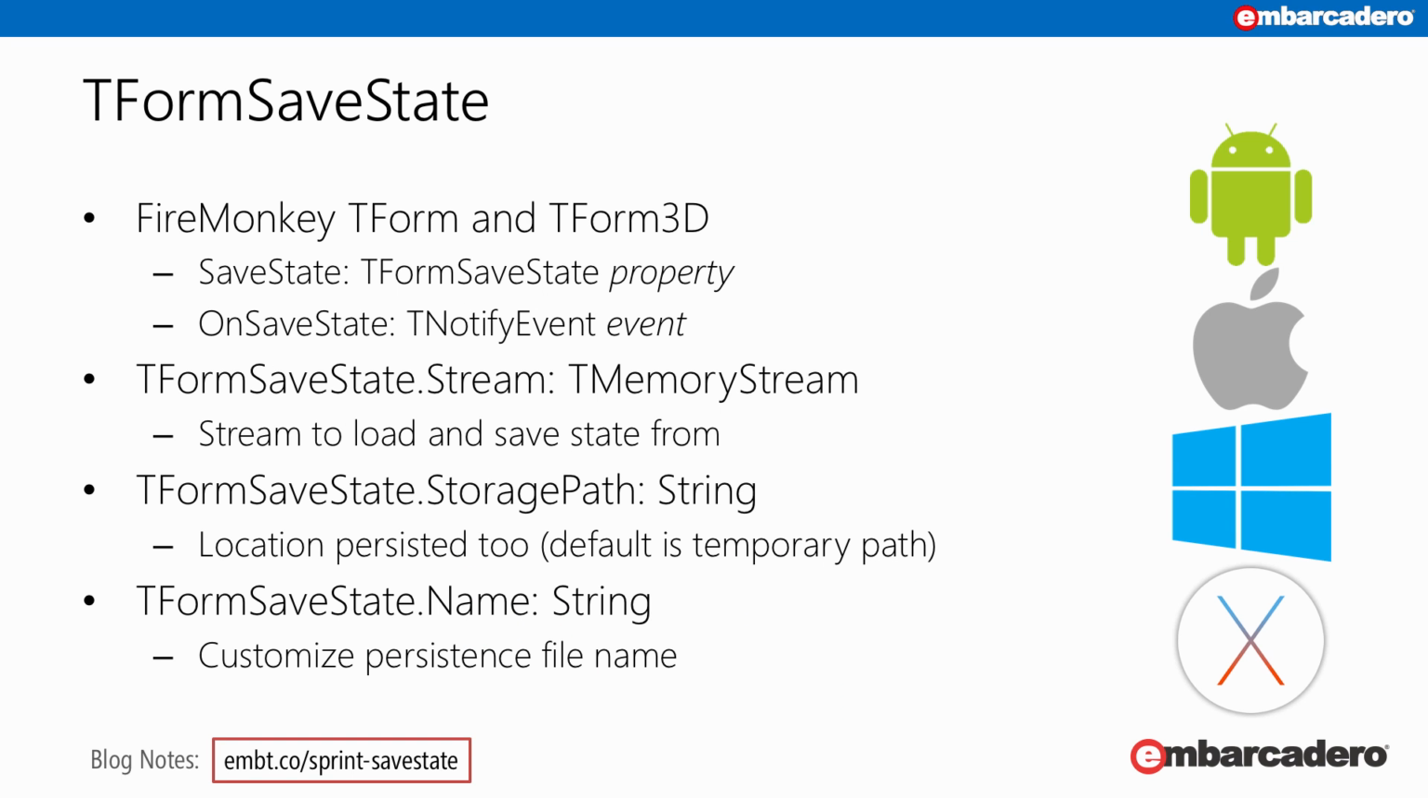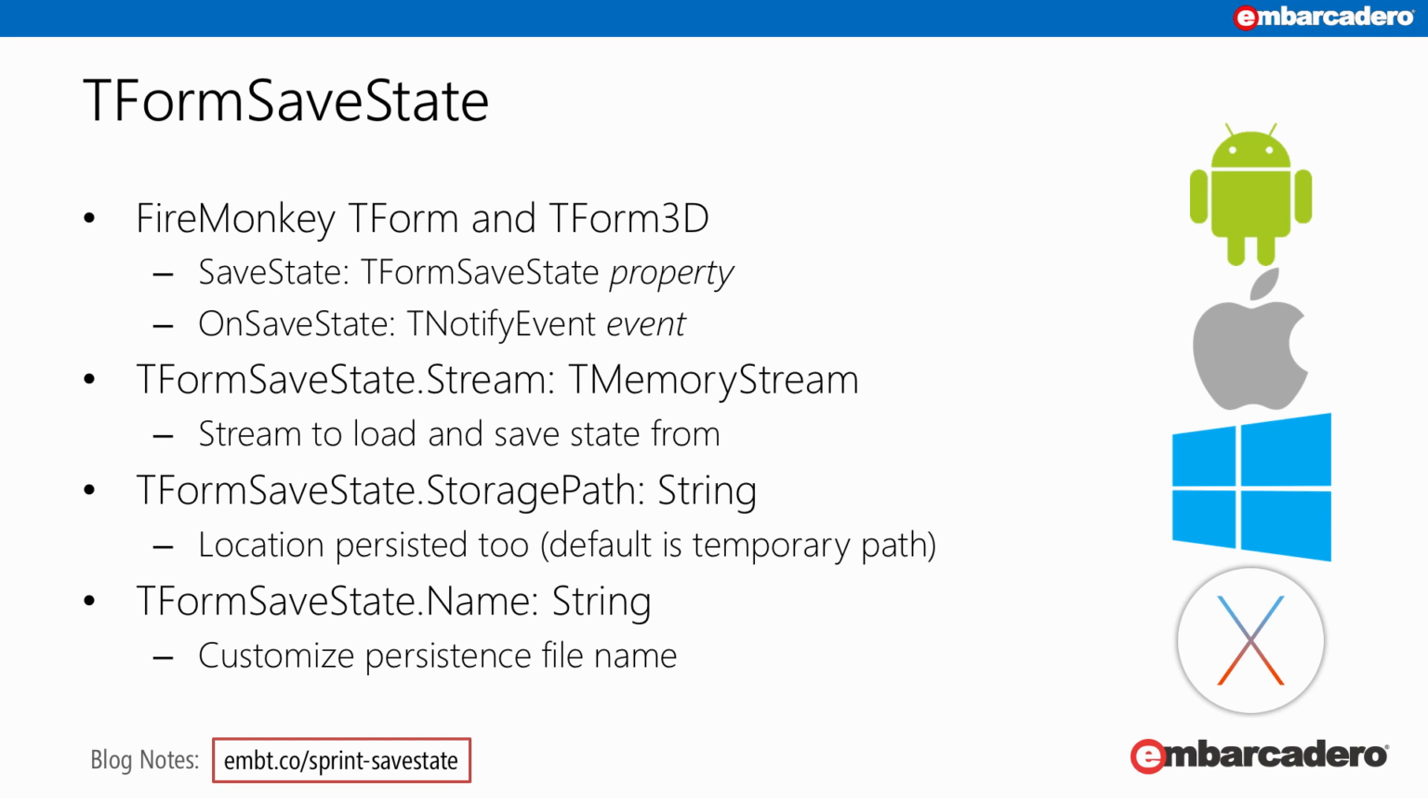So this is all done through the TFormSaveState class. All FireMonkey TForms and TForm3Ds have a property called SaveState, and this is an instance of the TFormSaveState. And then they have an event called OnSaveState. So in the OnSaveState event is when you access the SaveState property and you persist any settings you want to persist to the stream. So SaveState.Stream is a memory stream that you can use to load and save settings from.